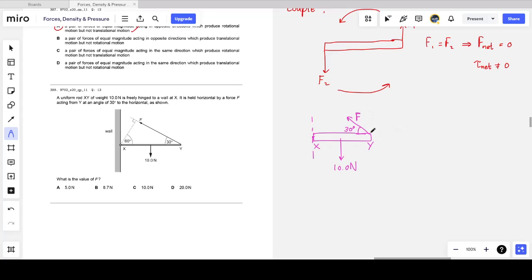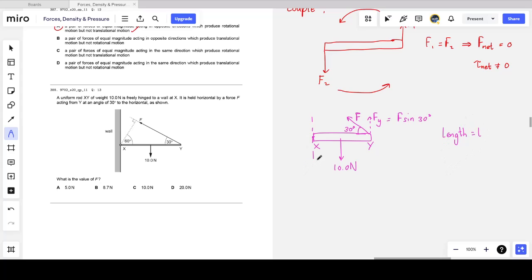And what I can then do is I can label my vertical component of the force F. I'm going to call it Fy. And your math skills will tell you that this is F sine 30 degrees. And I'm going to call the length of this rod L, just for simplicity's sake. We'll see why I need that.